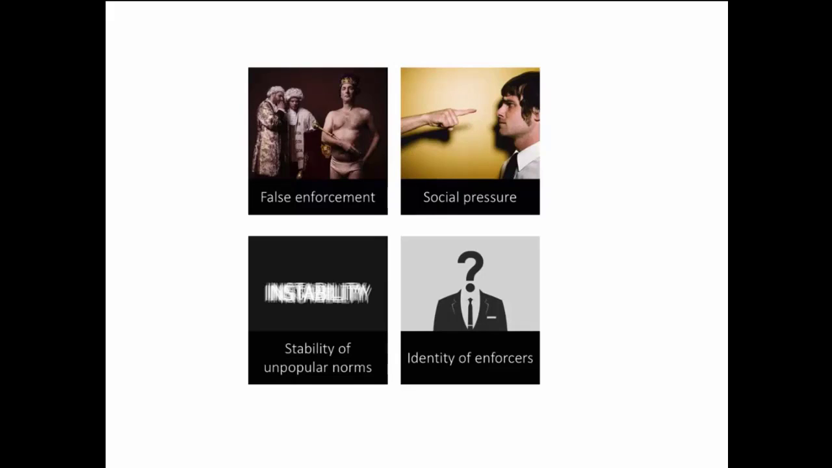And then I want to touch a little bit on the stability of unpopular norms. Why don't they just go away? And then we are sort of in this emperor's dilemma, and another cool study by Daniel Centola shows that unpopular norms can be remarkably stable once we have false enforcement, where people enforce something that they don't really believe. And lastly, I want to talk about the identity of enforcers, and in that context, I will touch on the reading that you guys had to do for today.